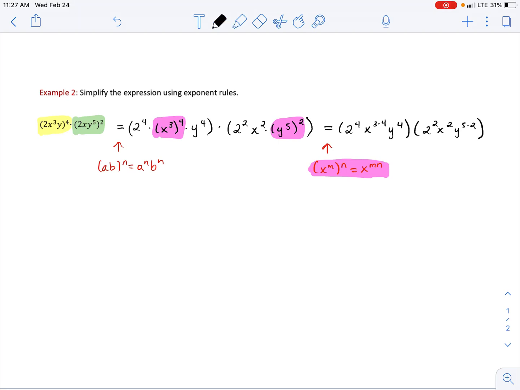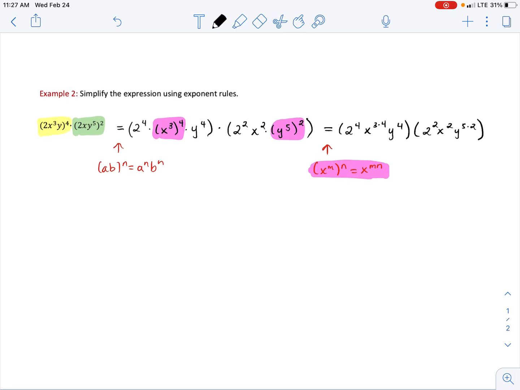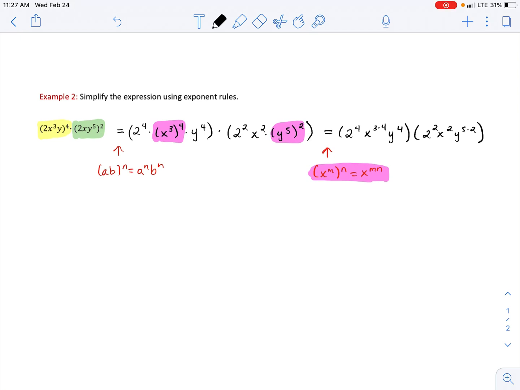Okay, so now looking at what we're left with here, I have a whole string of stuff being multiplied together. And so now what I'm looking for is things that have the same base. So I can use that exponent rule where, since I'm multiplying all these terms together, as long as they have the same base, I can add the exponents. Right, so here, and I guess before we get started with that, I can simplify that this is x to the 12th, y to the 4th, times 2 squared, x squared, y to the 10th. Okay, so yeah, we should probably look at this first.